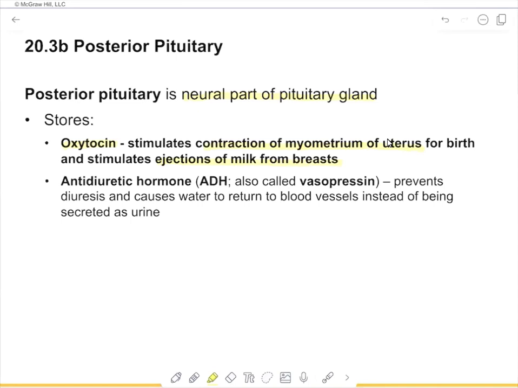breast tissue. The second hormone is antidiuretic hormone, which is ADH, and it prevents diuresis, which is urination, and it causes that water to return to blood vessels instead of being secreted as urine. So essentially, it would increase the blood volume by causing fluids to go back into the bloodstream. And when it does this, it increases blood pressure. So it's a hormone that is going to be released when the blood pressure drops.